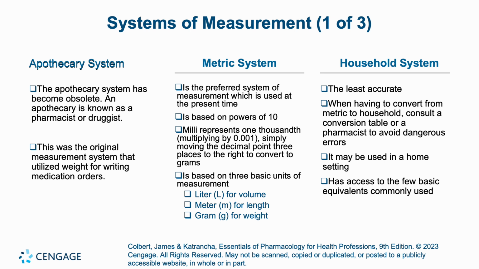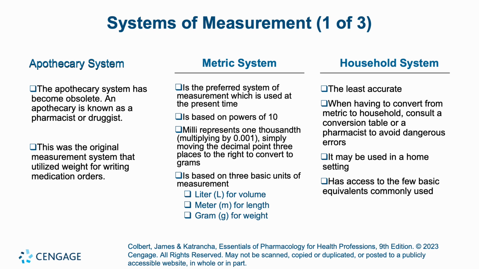The metric system is based on powers of 10. So milli, for example, represents 1/1000th, or multiplying by 0.001, simply moving the decimal point 3 places to the right to convert to grams. So if you had 1,000 milligrams, you're going to move the decimal point, and that equals 1 gram. The metric system is based on 3 basic units of measurement: liter, capital L, for volume, meter, lowercase m, for length, and gram, lowercase g, for weight.